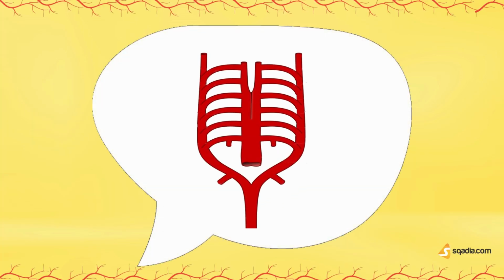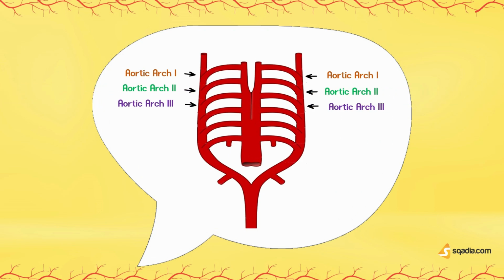So, this is first aortic arch. This is second aortic arch. This is the third aortic arch. Then this is fourth aortic arch. And this is sixth aortic arch.